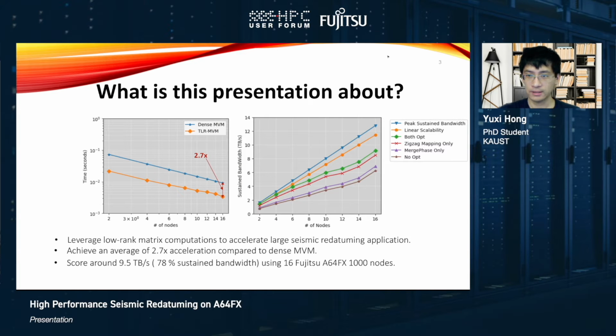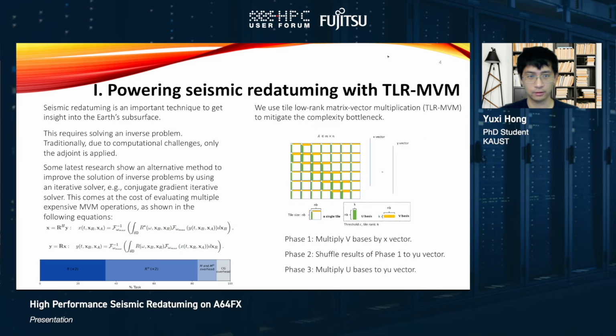So what is this presentation about? We leverage low-rank matrix computation to accelerate large seismic redatuming applications. We achieve an average of 2.6x acceleration compared to dense MVM, and we scored around 9.5 terabytes per second, around 78% sustainable bandwidth, using 16 Fujitsu A64FX nodes.